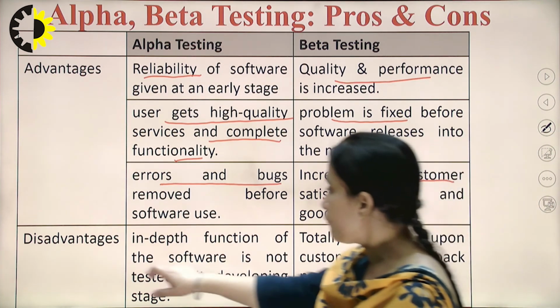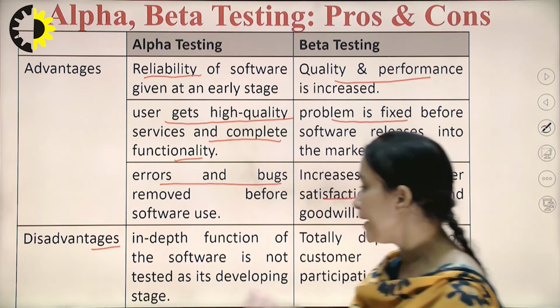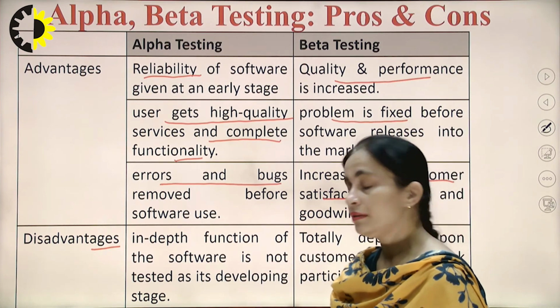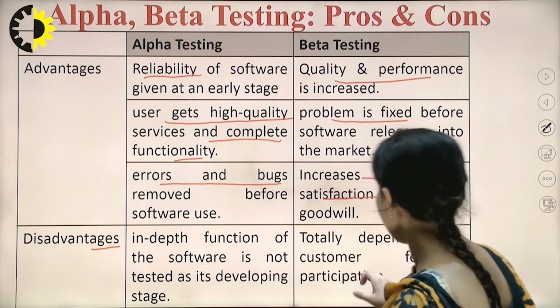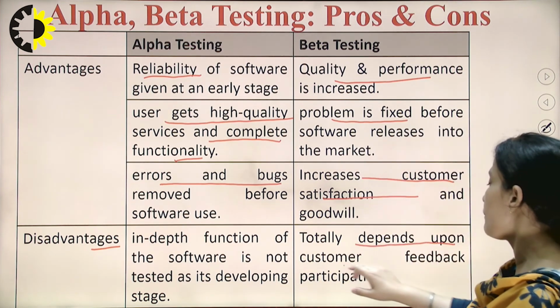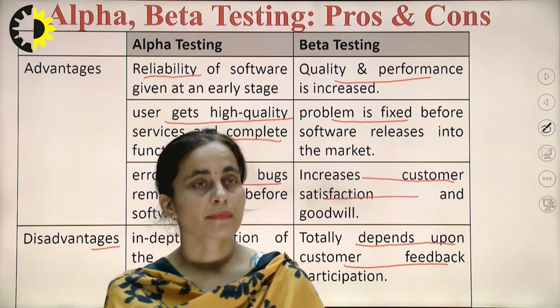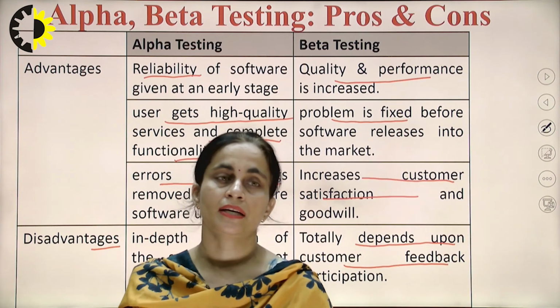The drawback of alpha testing is that the in-depth functionality of the software is not tested in the developing stage. And beta testing depends totally on customer feedback participation. If the customers are not giving feedback, beta testing will fail.